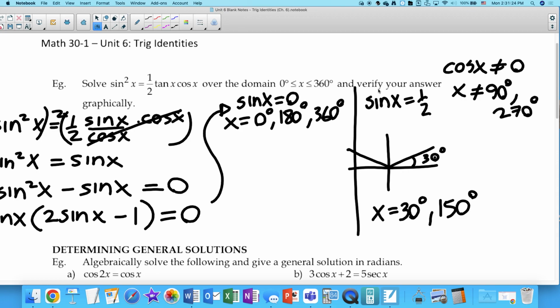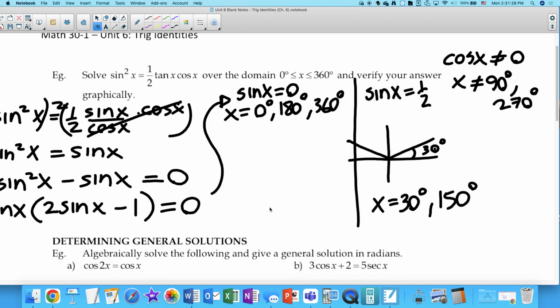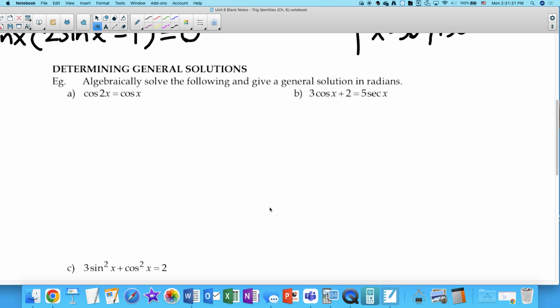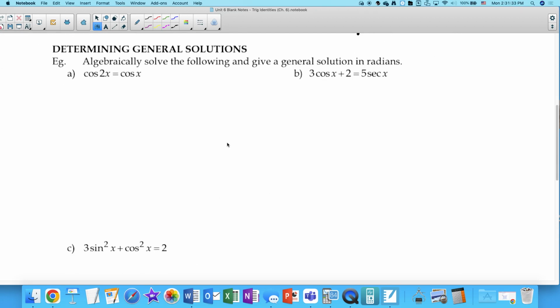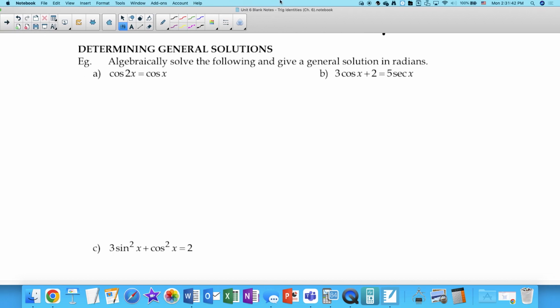Okay, questions so far? All right, so we are going to now do basically the same thing, but these are now general solutions rather than solutions over a specific domain. And so all that means is that for our solutions and for our non-permissible values, we have to give the principal angle and then plus or minus the period times n, where n is an element of the whole numbers. So that's the extra piece when you're looking at the general solutions.